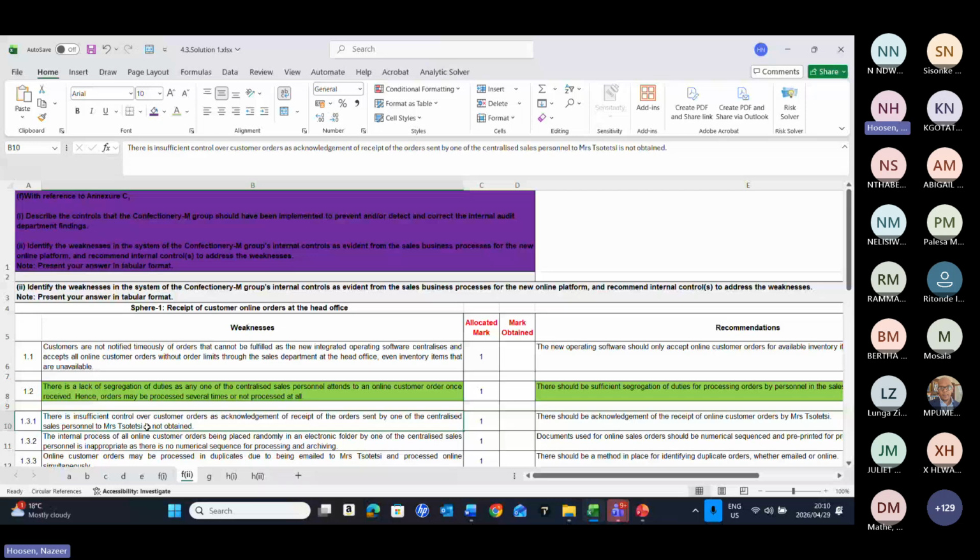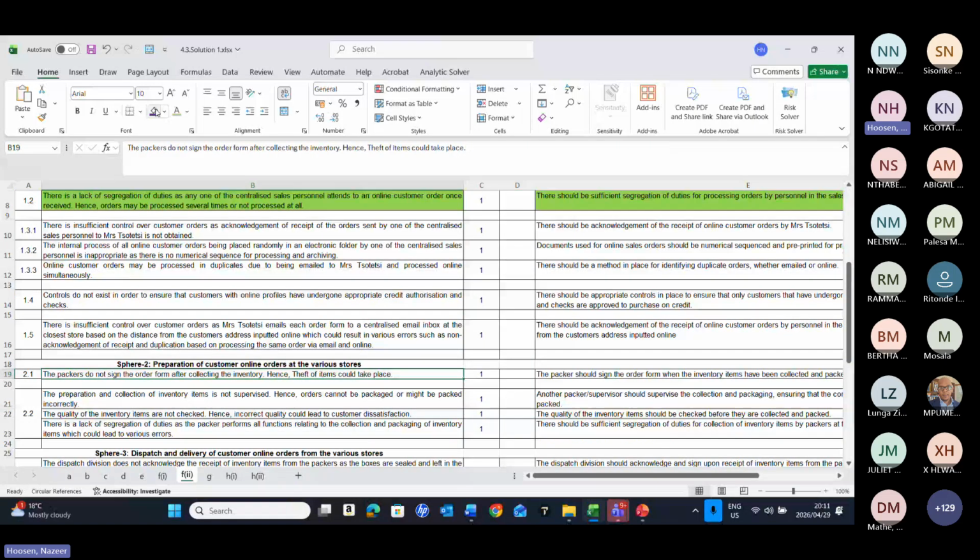Buyers do not sign the order. What do you think should happen? If you identify that as a weakness, what should happen? Buyers should sign the order. If there's no approval, it's a weakness. What should happen? There should be an approval.